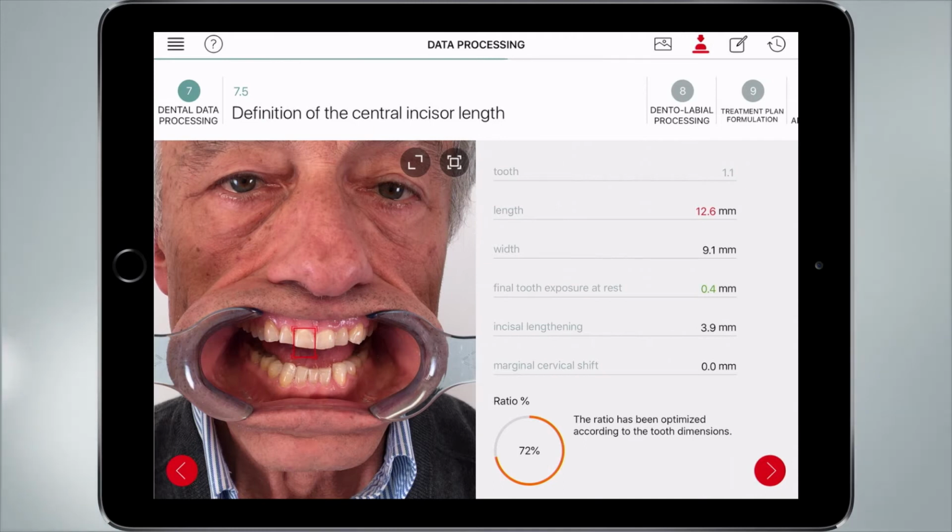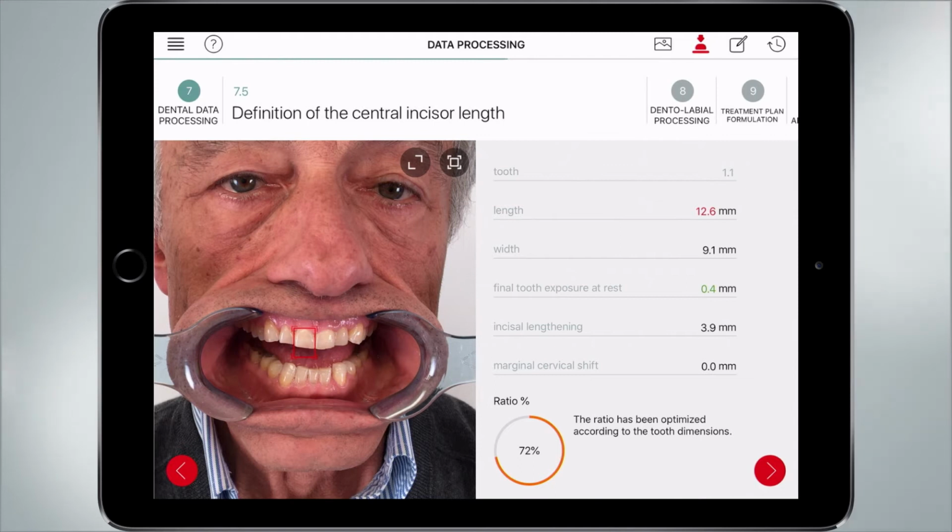In the meantime, I would like to stress one point, because in the same 7.5 step, you see the last part before the circle, the incisal lengthening of 3.9 millimeters. That's the lengthening that you have to add. And the marginal cervical shift, that is 0. It means that just in case sometimes you have an over eruption of the upper teeth, you can also put the number in which you want, the right value, or you need to increase the length cervically and not just incisally. So this is a great option that the app gives to you, not just to lengthen the teeth incisally, but also cervically.